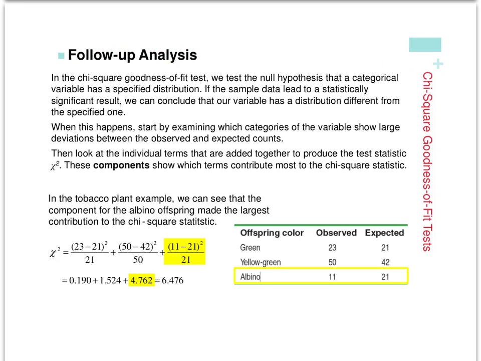Okay. Now, they're saying to follow up, and they're going to talk about the components. The components of the chi-squared test statistic are each of these separately. This one was 0.19, 1.5, and 4.762. So the one that contributed most was albino. We expected 21 albino, we only got 11. So we had way fewer albino than we expected.